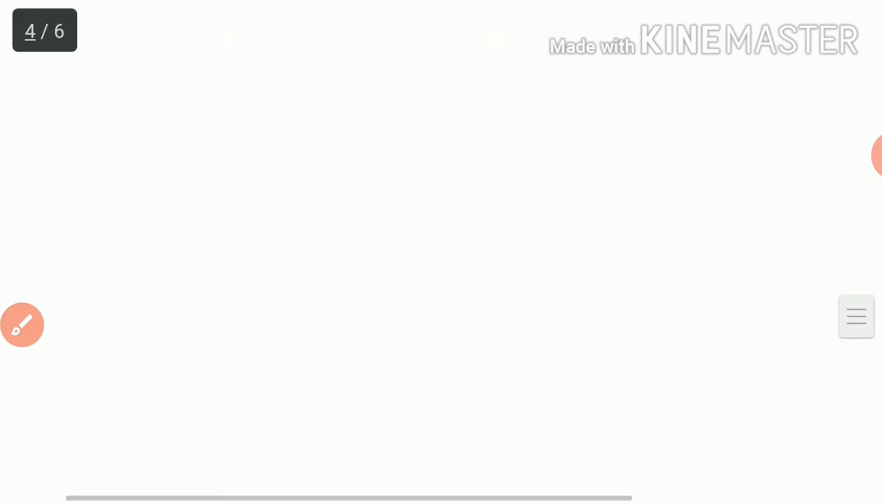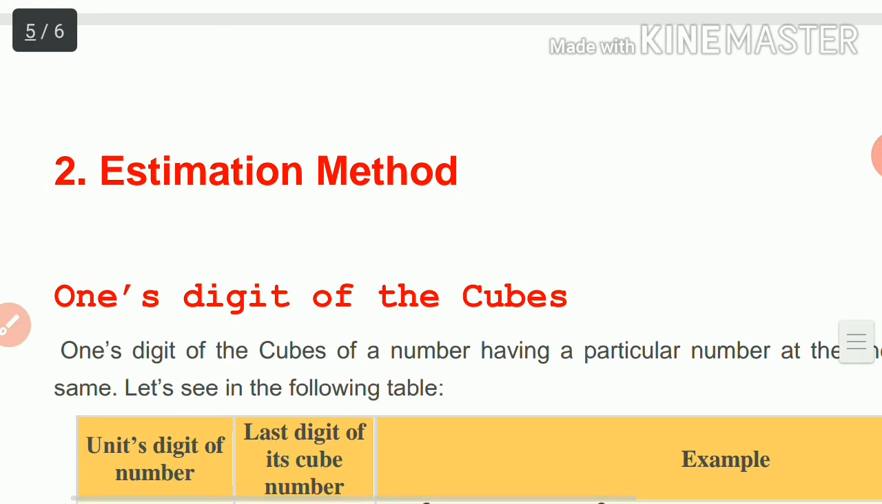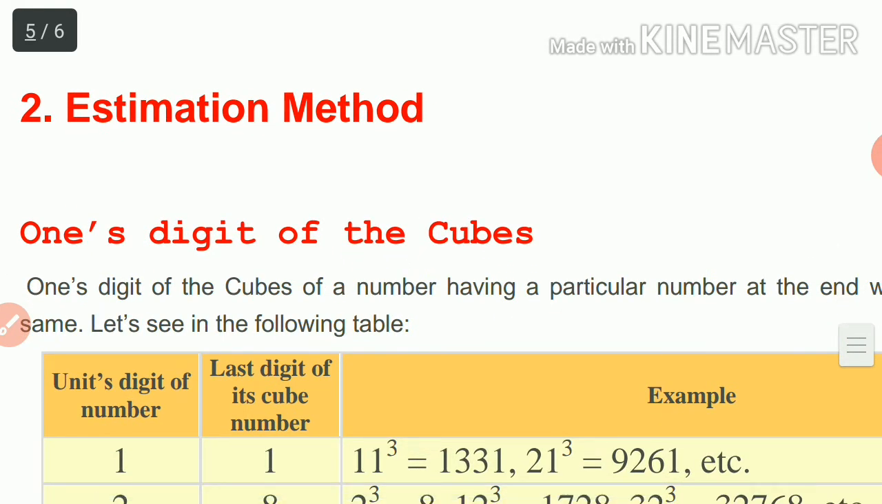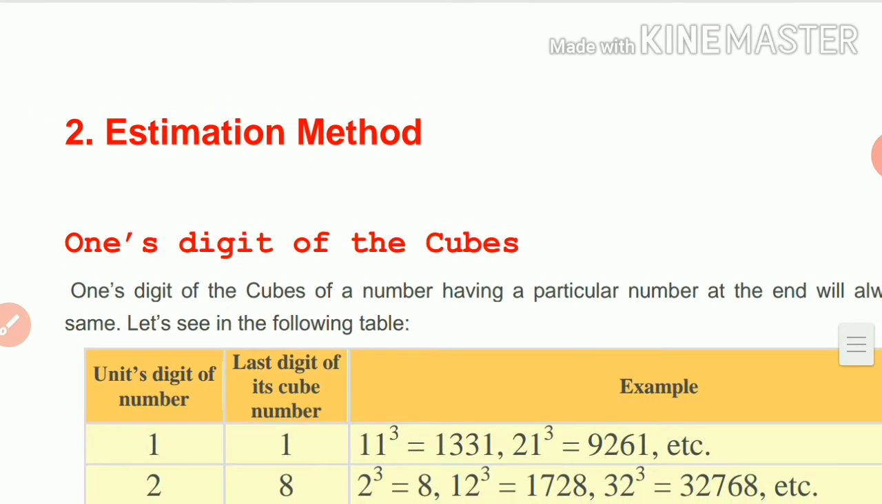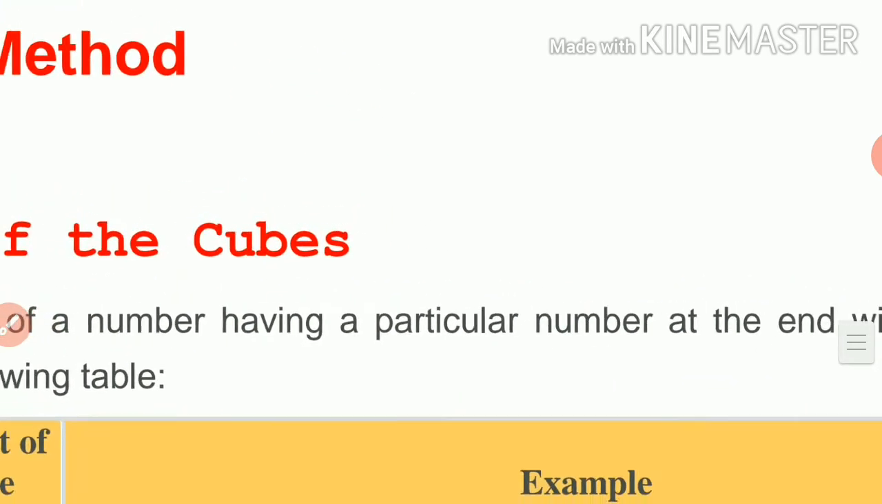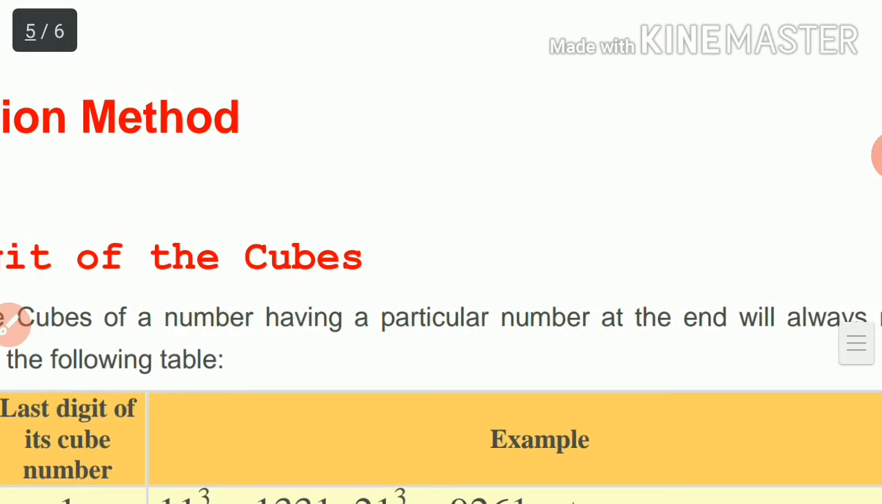And the second method is the estimation method. In this method we will discuss some rules of square numbers and cube numbers.